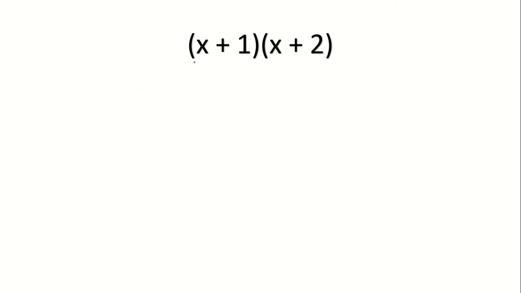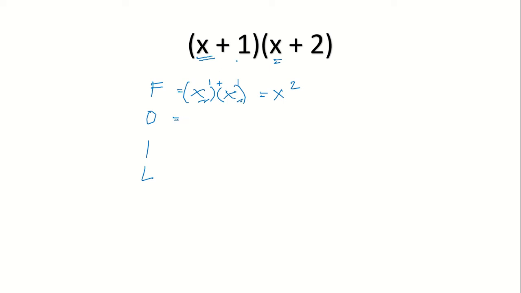So let's start with this one. First terms again. F, O, I, then L. For the first terms we have here x and x. So x times x is equal to x squared. In the law of exponents, you will just add their exponents if they are the same variables.